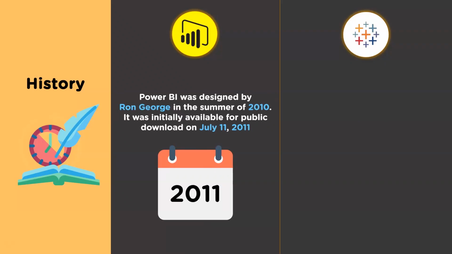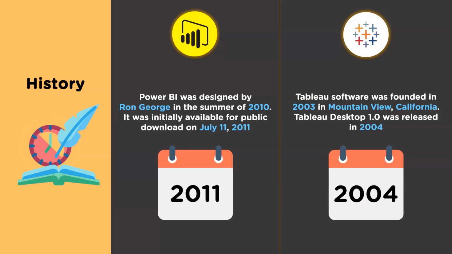So Power BI was originally designed by Ron George in the summer of 2010, and the initial release was available for public download on 11th of July 2011. The key components of Power BI are Power BI Desktop, Power BI Service, Power BI Mobile Apps, Power BI Gateway, and Power BI Report Server. Tableau software was founded in 2003 in Mountain View, California, and the Tableau Desktop 1.0 was released in 2004. On 1st of August 2019, Salesforce acquired Tableau. Tableau products include Tableau Desktop, Tableau Server, Tableau Online, Tableau Public, and Tableau Reader.